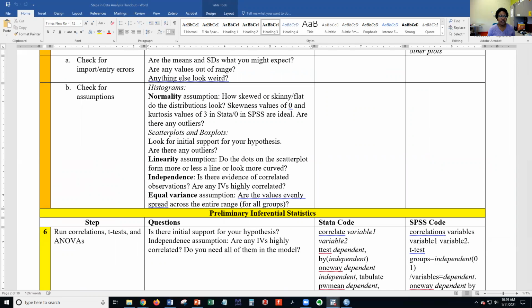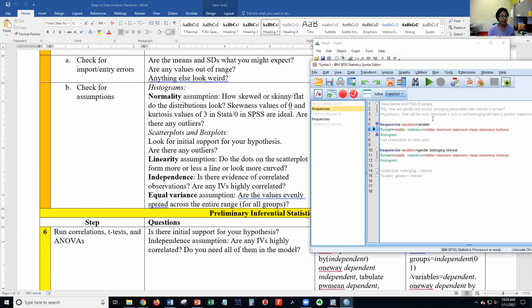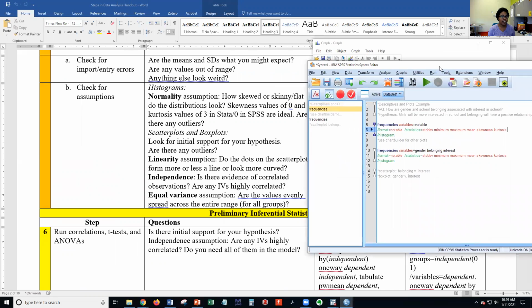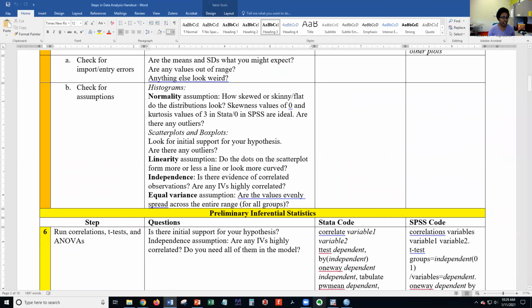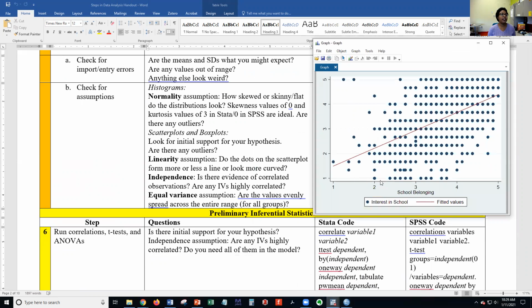So we're looking for initial support for our hypothesis. If you remember, our hypothesis was that belonging would have a positive relationship with interest. What we're seeing here with our fit line is that higher scores on belonging are associated with higher scores on interest in school. You can see this on the fit line, and you can also see the trend of the dots going upward. So there's initial support for our hypothesis.